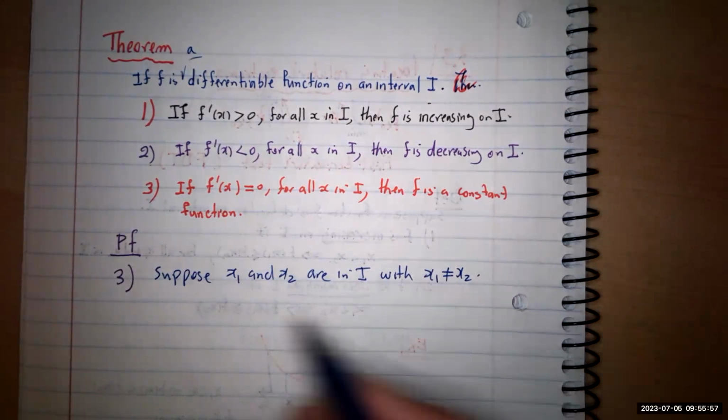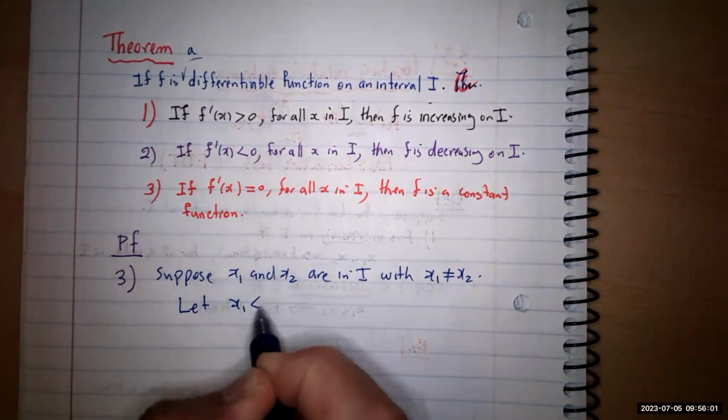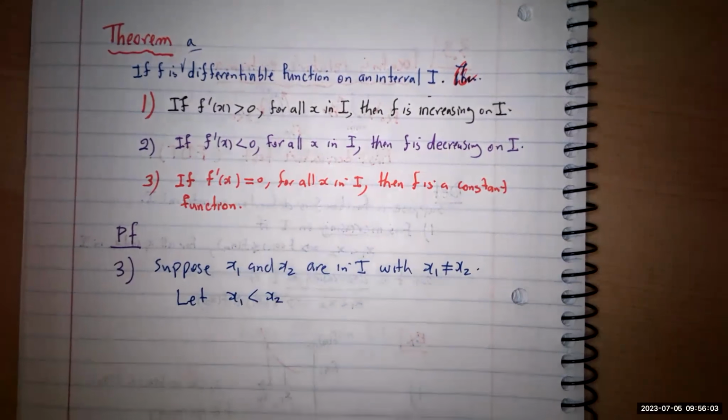So for example, let x1 be less than x2. Because if you pick two numbers, then one of them is less than the other one. In all the three cases, that's your starting point.